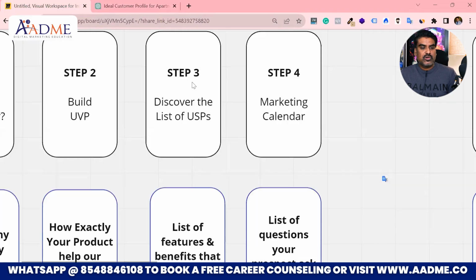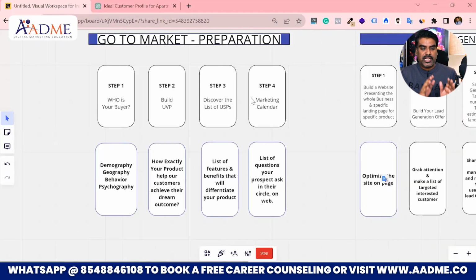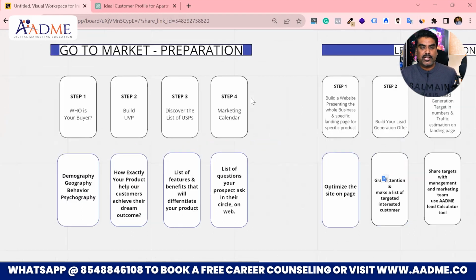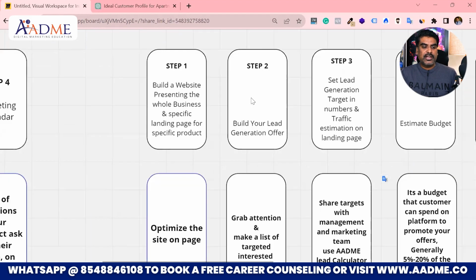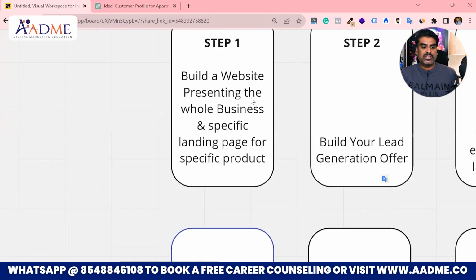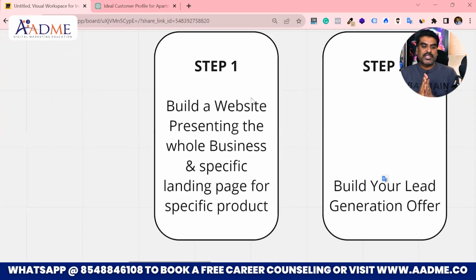So right now we are good to go. The preparation is all ready. This much material is ready with me. Now I will go ahead and build a lead generation system. To build a lead generation system, the first and foremost thing I need is a website. I have to build a website to present the credibility of the company, to ensure that the company is legitimate. A website always builds trust.